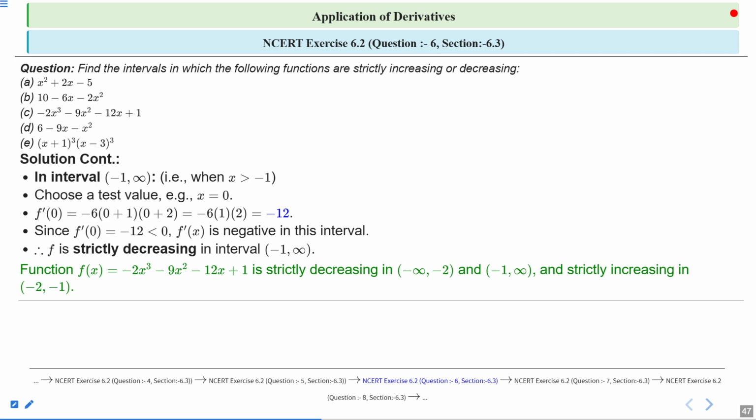Clear? So the function f(x) = -2x³ - 9x² - 12x + 1 is strictly decreasing in the interval minus infinity to -2 and -1 to infinity, and strictly increasing in the interval -2 to -1. Okay, so in a similar way you can solve for part D and part E also, right?